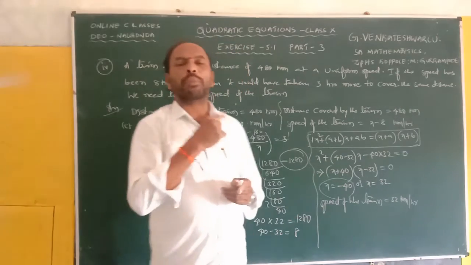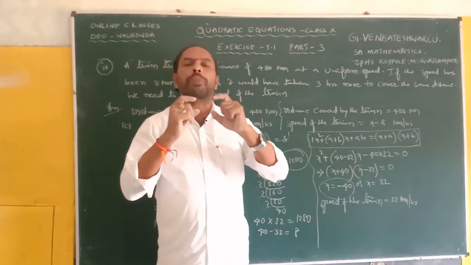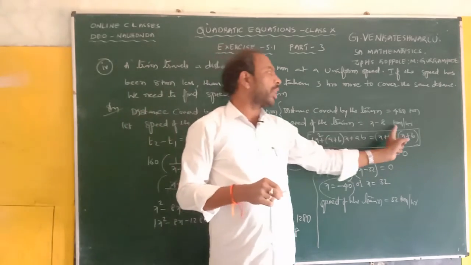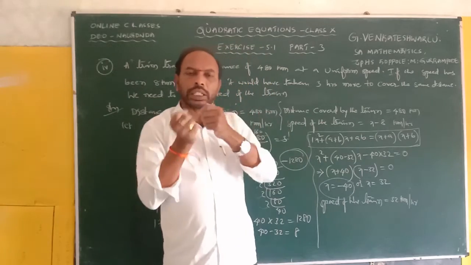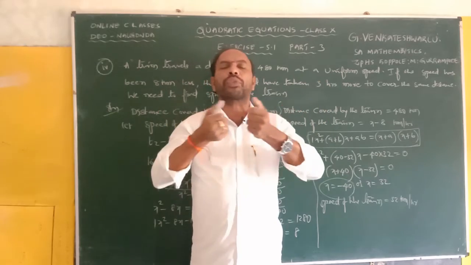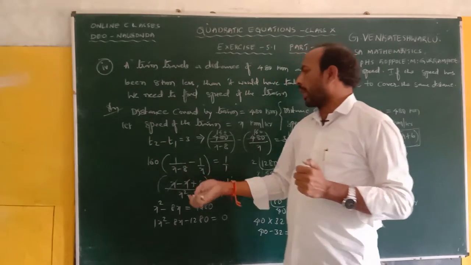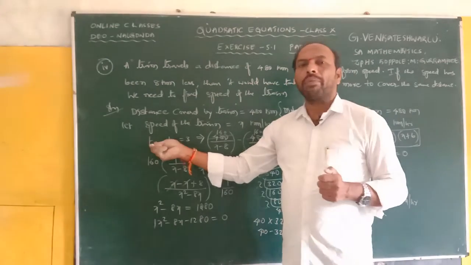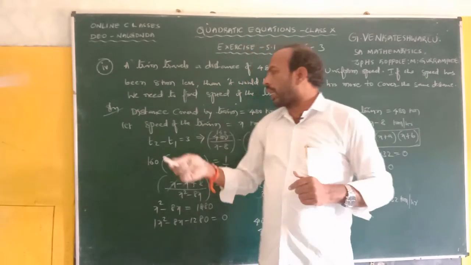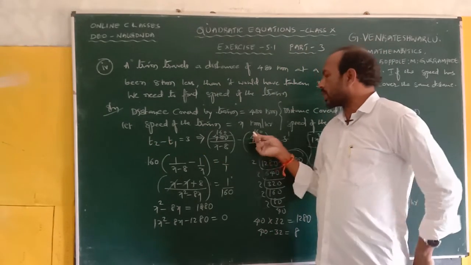Let us see once what is given in the problem. The distance traveled by the train is 480 kilometers and its uniform speed is taken as x kilometers per hour. In the second case, the speed is reduced by 8 kilometers, that's why the speed of the train is taken as x minus 8. The difference between these two timings is given as 3 hours. So T2 is greater than T1, since it takes more time when it goes with less speed. T2 minus T1 is equal to 3 hours. Time formula is distance by speed.